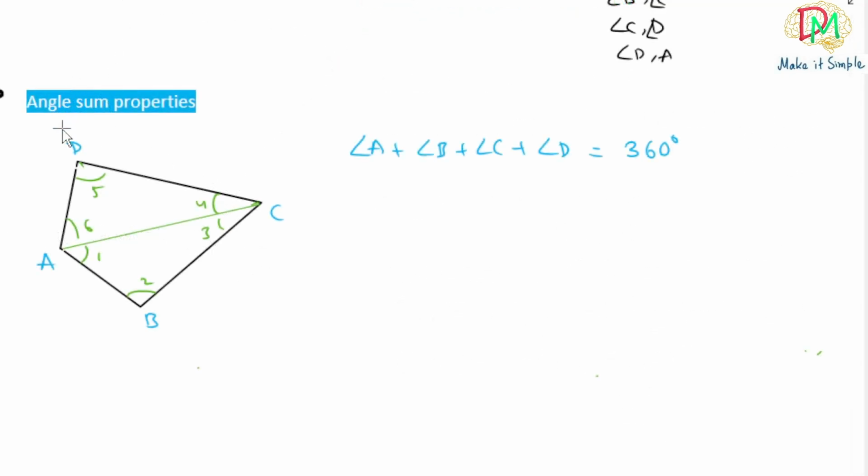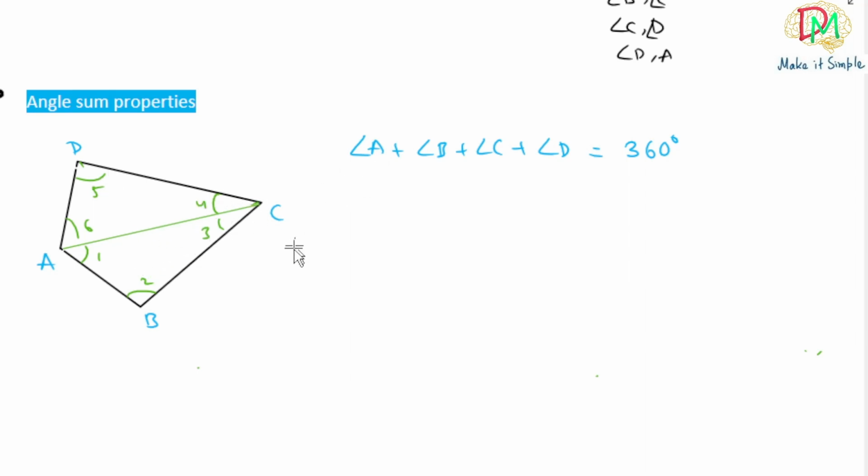Next we learn the theorem, angle sum property. Here, if you consider ABCD as an example of a quadrilateral, the sum of the interior angles A plus B plus C plus D is equal to 360 degrees. How can you prove that? First we draw one diagonal. What we get, two triangles are there.